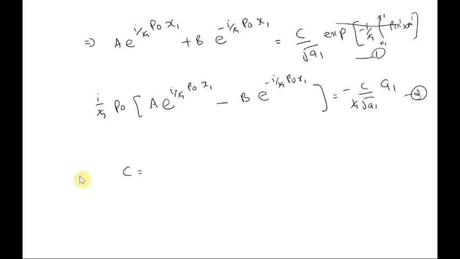this will be something like 2a root a1 e raised to i p naught x1 divided by h cross, all divided by 1 minus a1, divided by i p naught. Okay.